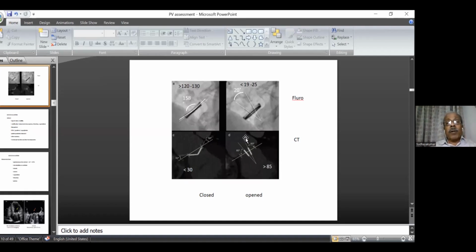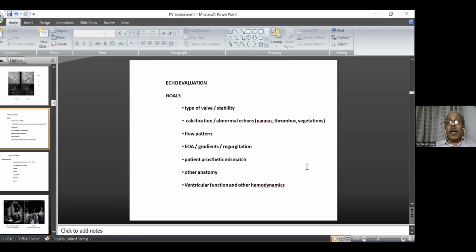So you should know this, because now CT is preferred over fluoroscopy. It is a dynamic thing, it depends on at what level you are freezing these things, all those things. So CT is now preferred to measure these angles. CT is coming up in evaluation of prosthetic valves.